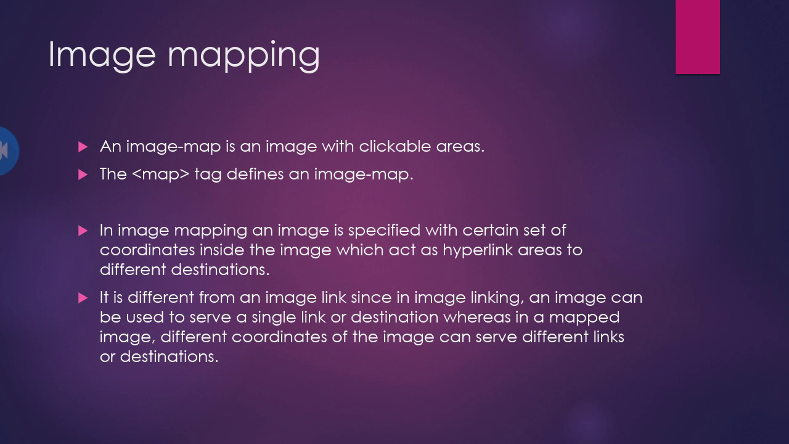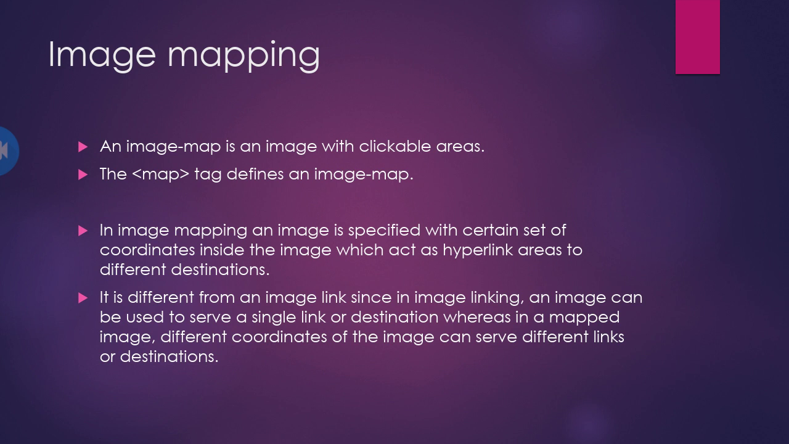The normal link is when we just attach any document and we just use the href attribute to provide the link, that is a link. But mapping is different. Mapping is, suppose we want 4 to 5 links on a single image, 4 to 5 mappings on a single image. We can do this only by using image mapping.